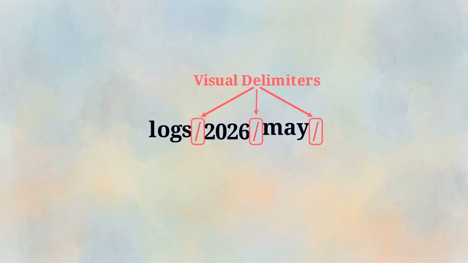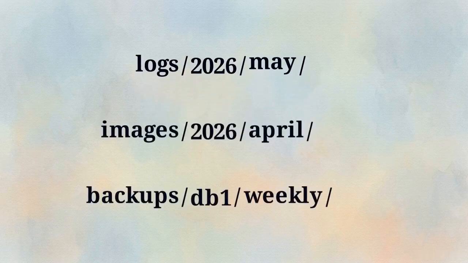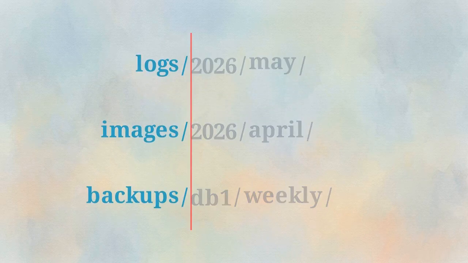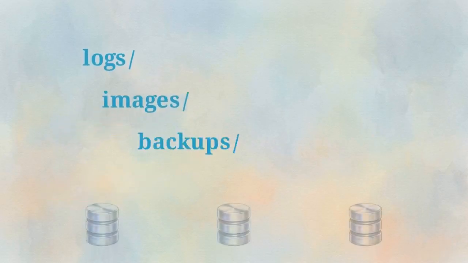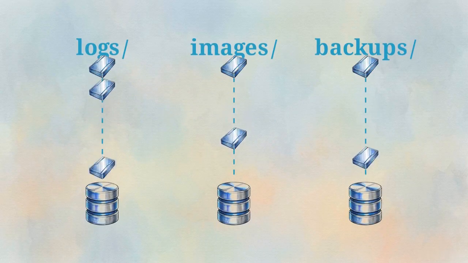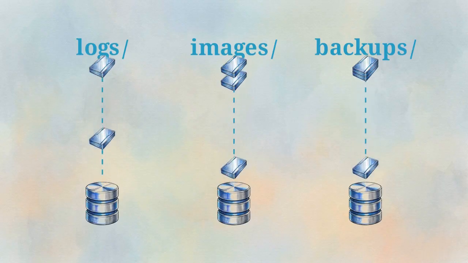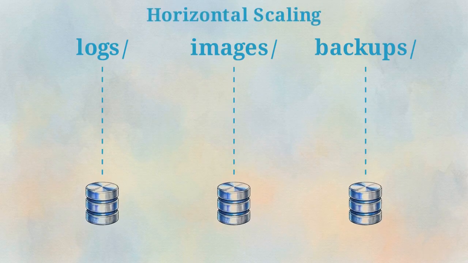A path like logs/2026/May operates as a flat string prefix. The / is merely a visual delimiter. Client interfaces parse it to simulate folders on screen, but it carries zero structural weight in the underlying database. Instead of organizing files into physical folders, the system uses these string prefixes as its core mechanism for horizontal scaling. Incoming requests are grouped by their specific prefixes and routed to entirely different physical metadata shard nodes.